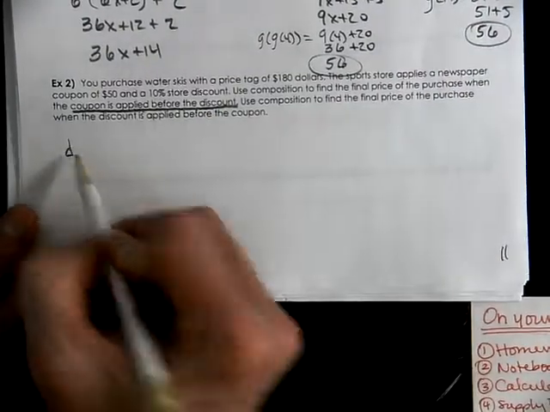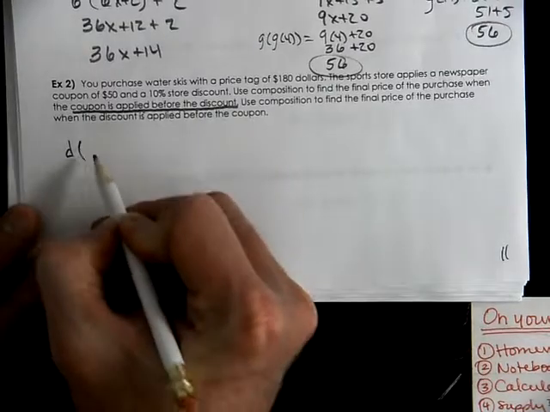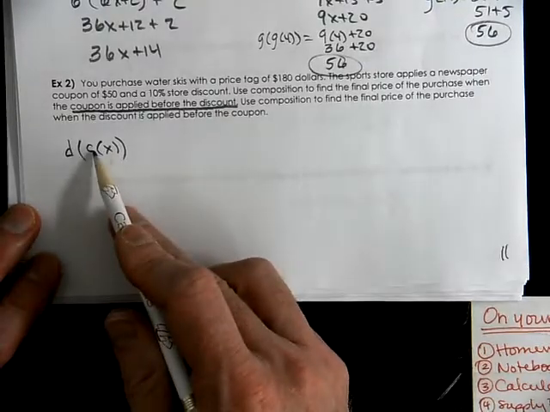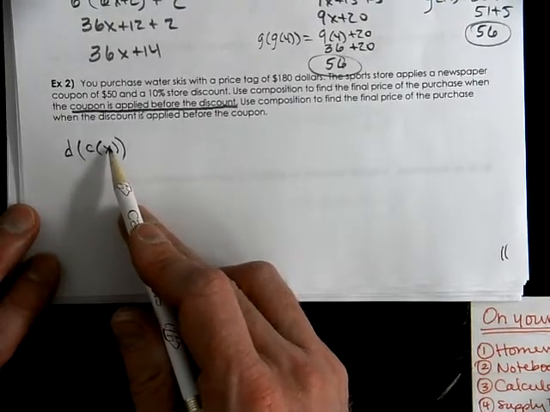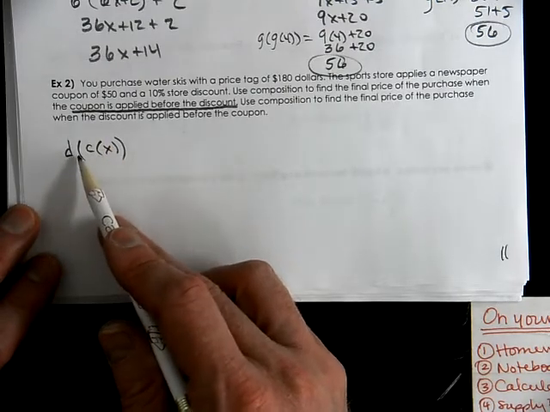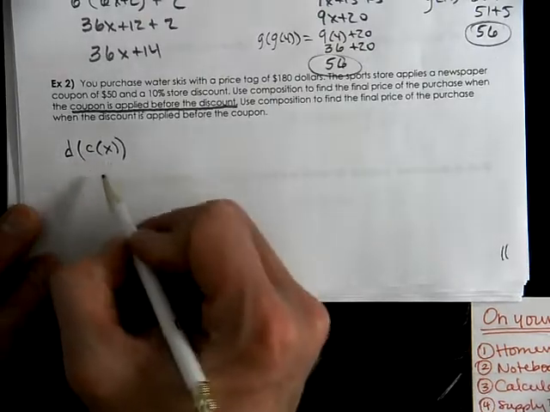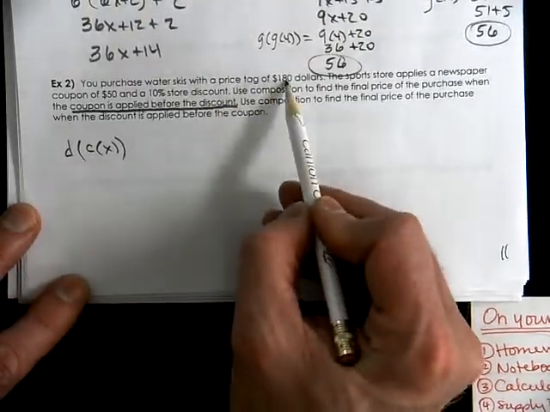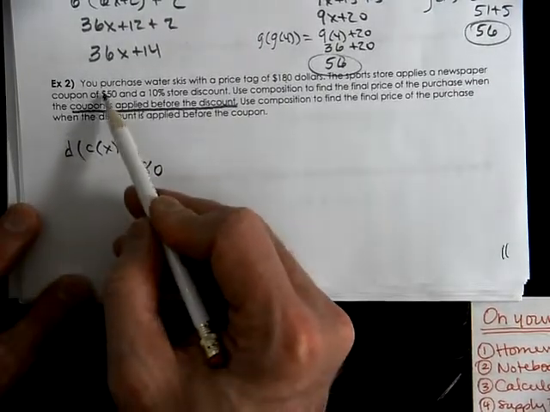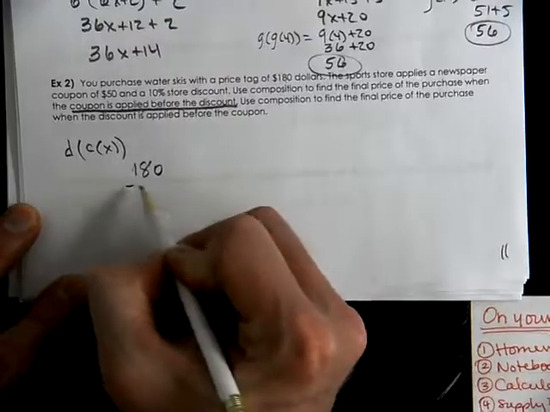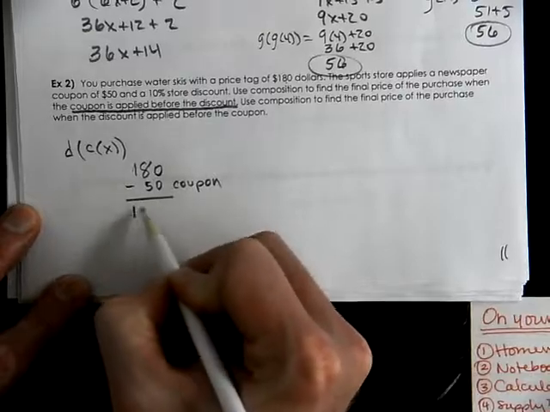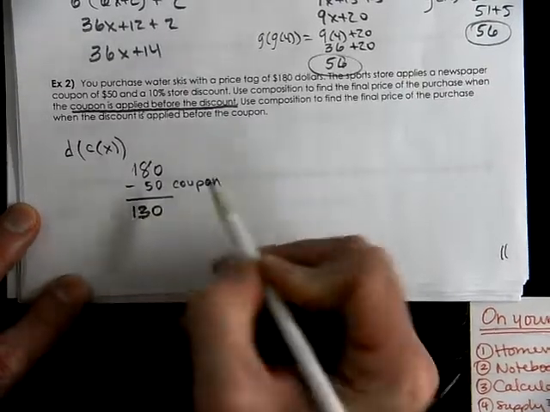So you have a discount and you have a coupon. And the coupon's going to affect your price first. What is your price? Affect that, and then do your discount. So, you have your $180. You're going to do your coupon first. Your coupon is a $50, so we're taking $50 off. That's the coupon. So now the price is $130.